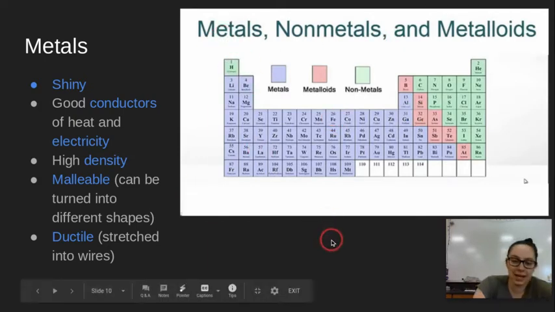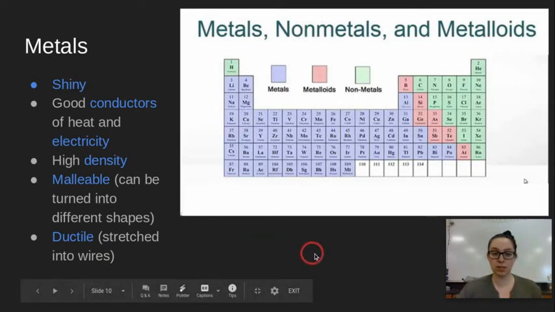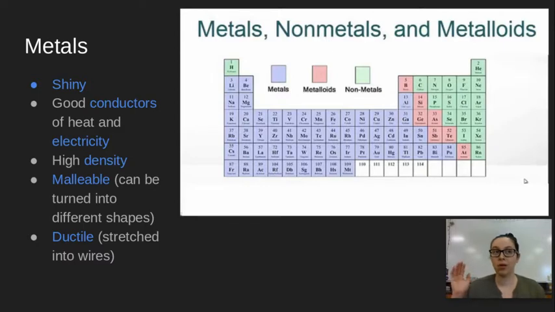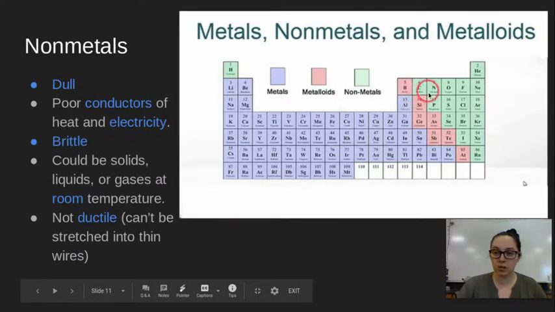Metals are shiny. They're good conductors of heat and electricity. They're very high density, which means if I have a small, teeny tiny amount, it'll have a lot of mass. They're malleable. That means that they can be turned into different shapes. We see that a lot. Even if I looked around my classroom right now, or you looked around your house, you'd be able to see metal in a lot of different shapes and sizes. Also, metals are ductile, which means they can be stretched really thin into thin wires. Cool things about metals.